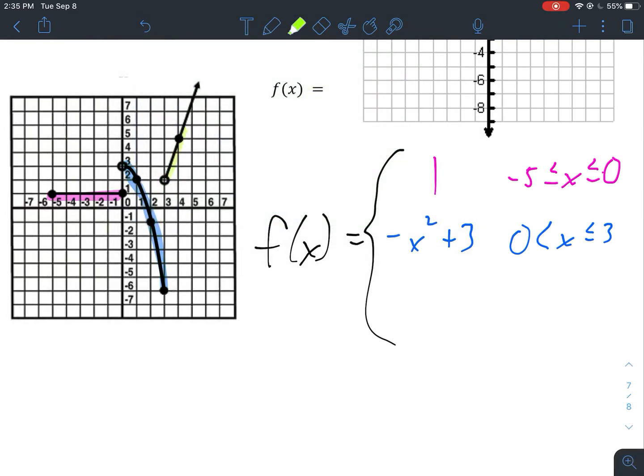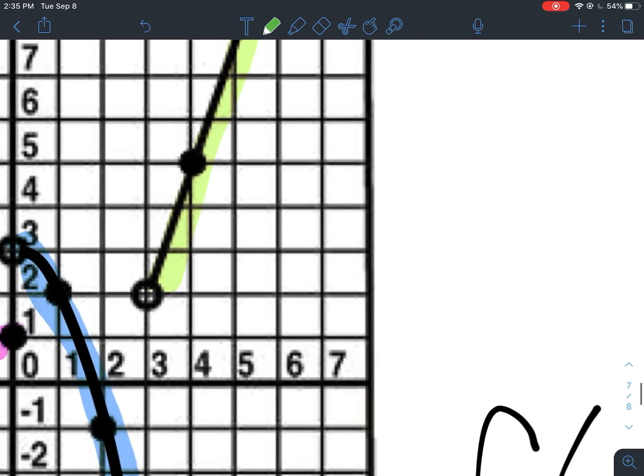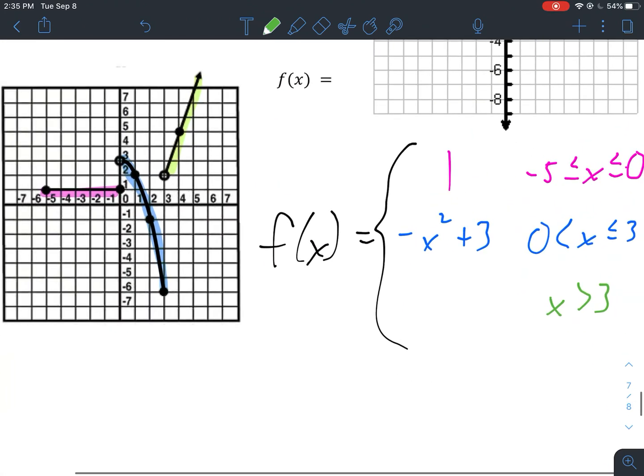Okay, and our last piece looks like a line, a diagonal line there. Let's write the domain for that first. That's going to go from 3 to infinity, so that's just x is greater than 3. Okay, so now we got to find the slope and intercept of that line. Well, the slope, that's just 3. Look at up 1, 2, 3, right 1. So the slope is just 3. So I know this is going to be 3x. So now what's the intercept?